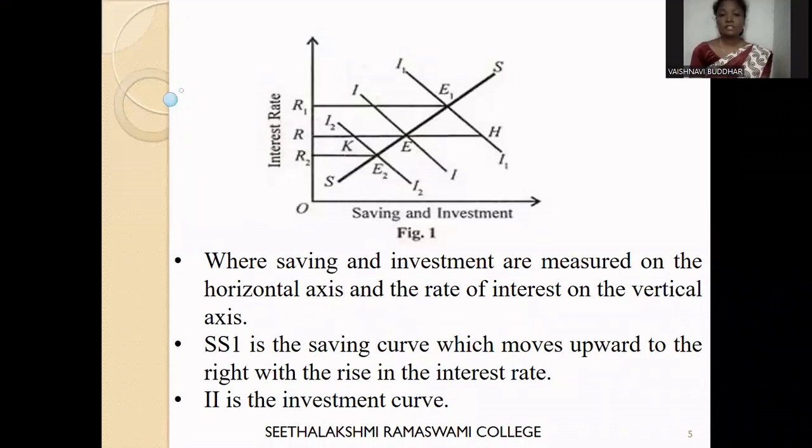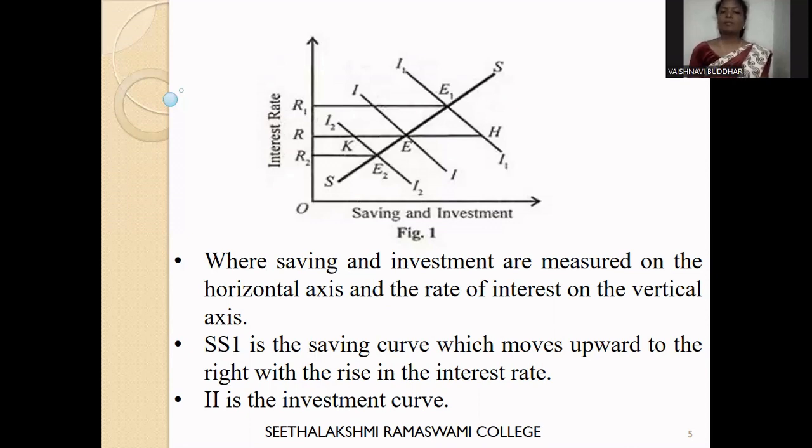Here saving and investment are measured on the horizontal axis and the rate of interest on the vertical axis. SS, the saving curve, moves upward to the right with the rise in the interest rate. As the interest rate rises, saving will also increase. There is a direct relationship between saving and interest rate.